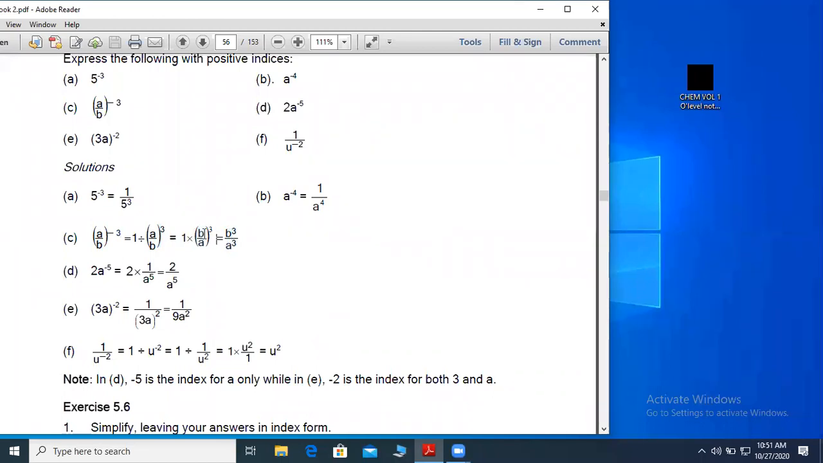So this is what we get as our final answer: 1 times B cubed divided by A cubed. When we are dividing by a fraction, remember we multiply by the reciprocal, and the reciprocal of A out of B is B out of A.